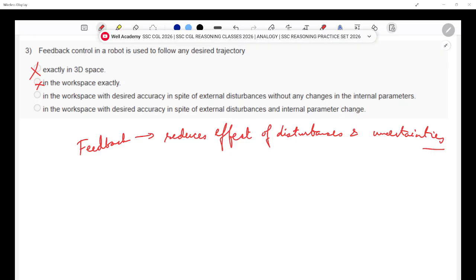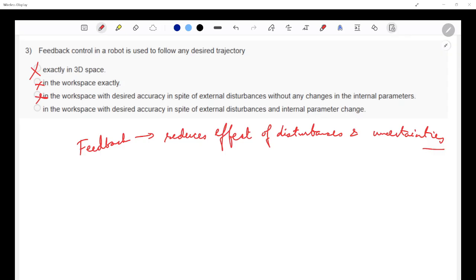The next option is in the workspace with desired accuracy in spite of external disturbances without any changes in the internal parameters. Internal parameters do change. Mass changes, friction changes, temperature effects are there. Feedback is specifically used because of parameter change. So this is also incorrect.